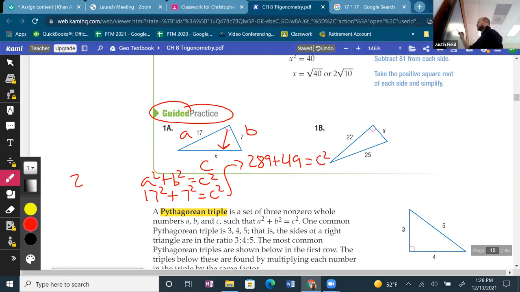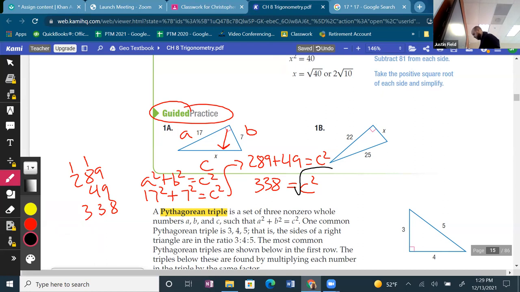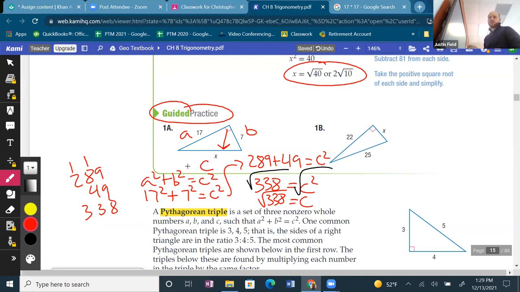And then 289 and 49 is 338. And then you square root both sides, and we get C equals the square root of 338. Now, on IXL, they're going to make you simplify your square roots. So you see up here, the square root of 40 is equal to 2 times the square root of 10. What in the world is that?